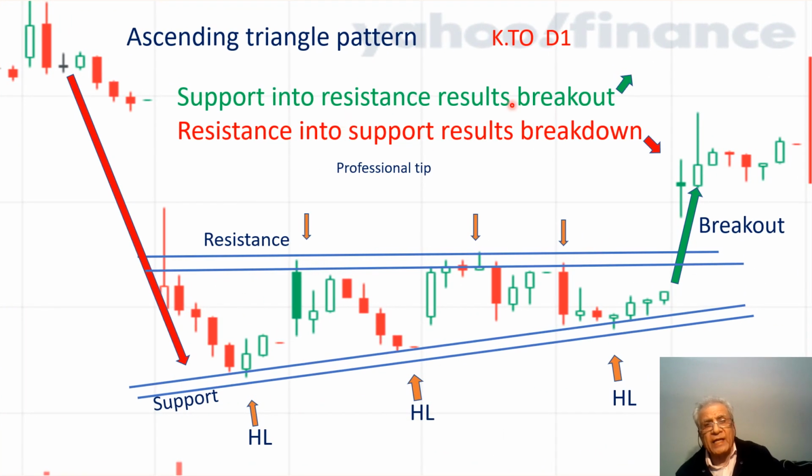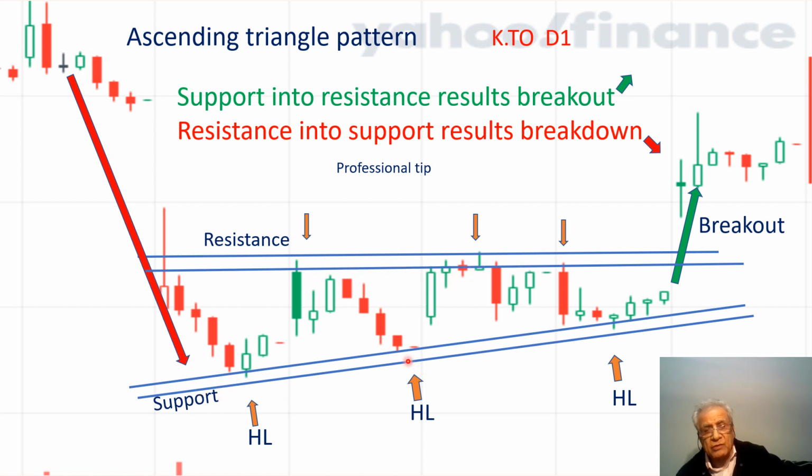This is Yahoo Finance, stock, D1 time frame. That's an ascending triangle pattern. In an ascending triangle pattern, one side is horizontal, and the other side is making a positive angle with the horizontal. This way the trend inside is going upward. In this triangle, you make peaks here, so that is the resistance.